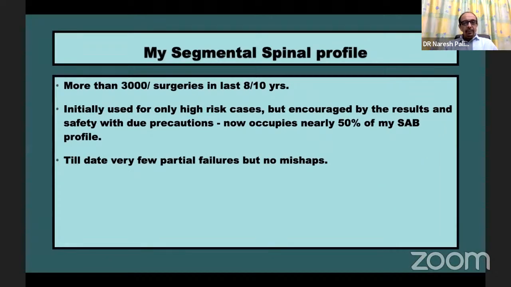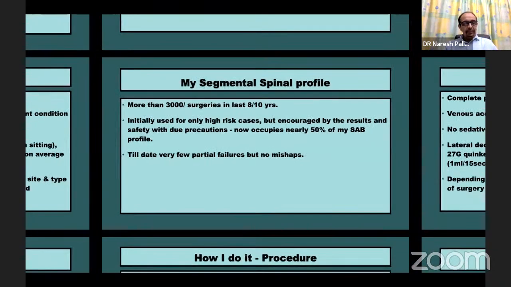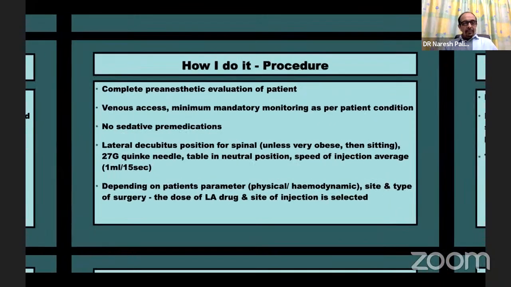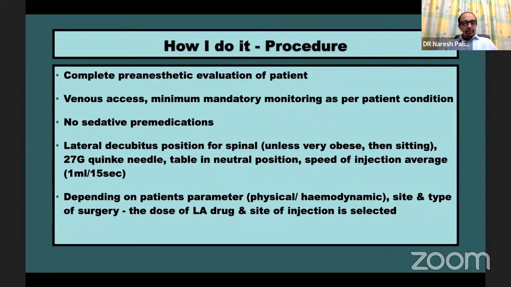Now coming to my segmental spinal profile: more than 3,000 surgeries, initially used for high-risk cases, but now it usually occupies nearly 50% of my spinal profile. Very few partial failures, but no mishaps. Complete pre-anesthetic evaluation of the patient is done, with IV access, minimum mandatory monitoring, and no sedative premedications. I use lateral decubitus position for spinal and a 27 gauge needle. Speed of injection is usually average, 1 ml per 15 seconds, depending on the patient's parameters.